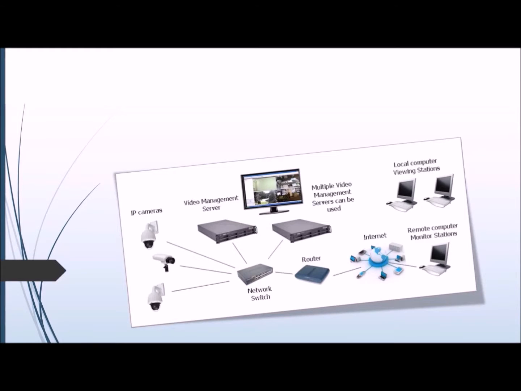Let's talk about a specific style of camera system. In this case, we're going to talk about an IP camera system. With an IP camera system, we're looking for a few things here and there. First off, you need the camera. Once you have the camera, you're going to need a video management server, which would either be a digital video recorder or a network video recorder.